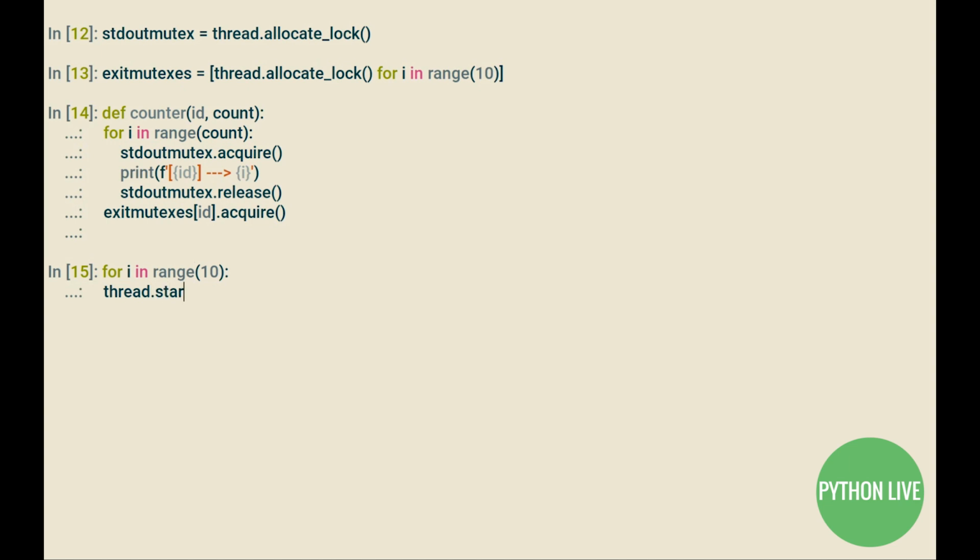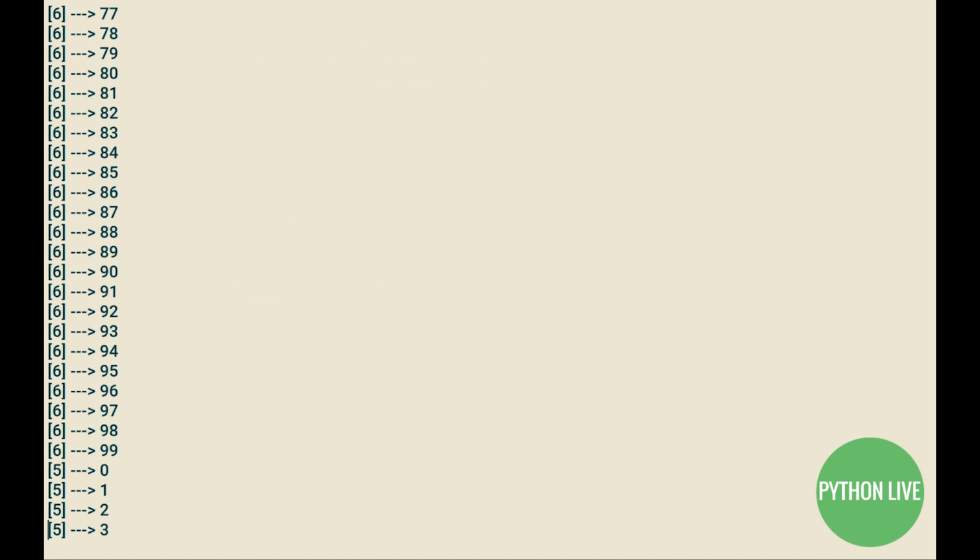The one alteration to the counter function is that after the for loop, we're going to acquire a lock at the index value of the ID in the list. To start our program, we'll create a second for loop, for i in range 10, and then we start the new thread. Remember, the first argument passed is the function we want to call, and then any arguments we pass as a tuple as the second argument.